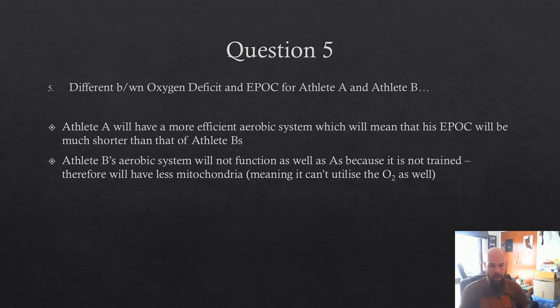So athlete A's excess post-exercise oxygen consumption is going to be a lot shorter than athlete B's, because their aerobic system is better at delivering energy. Athlete B's aerobic system is not going to function as well as athlete A's because it's not trained, so they're going to have less mitochondria. They can't utilize the oxygen as well. So those are the fundamental differences between the two of them.